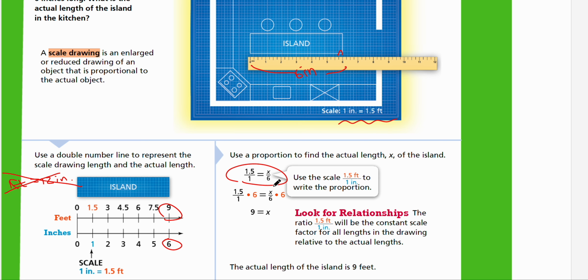So you can use proportion, right? Proportion 1.5 feet over 1 inch is equal to how many feet in 6 inches, right? Because we know that this is 6 inches. And so x would be 1.5 times 6, which is 9. So the actual length of the island is 9 feet.